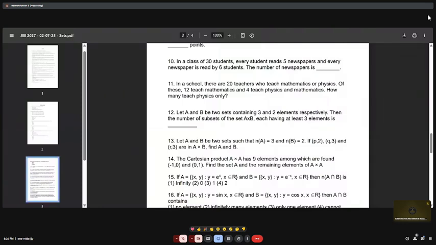Let's look at problem number 11. In a school, there are 20 teachers who teach mathematics or physics. Of these, 12 teach mathematics and 4 teach physics and mathematics. So how many teach physics only? In a school, there are 20 teachers. I'm going to write it down on the board.